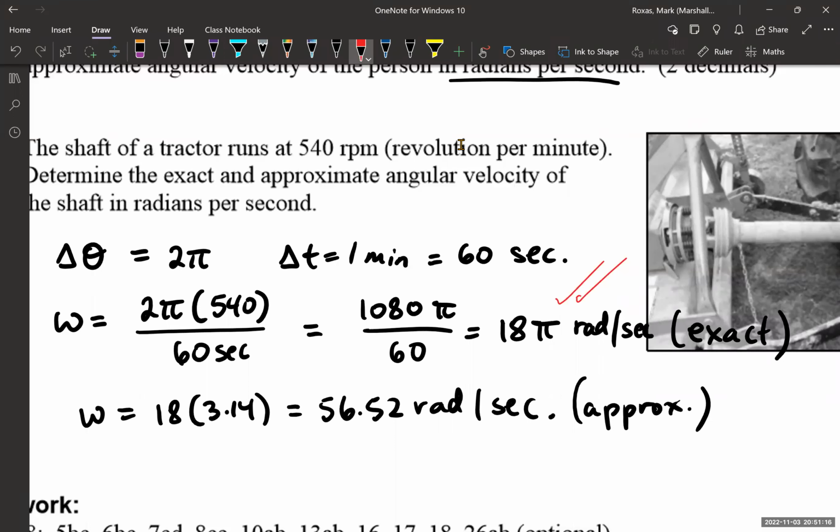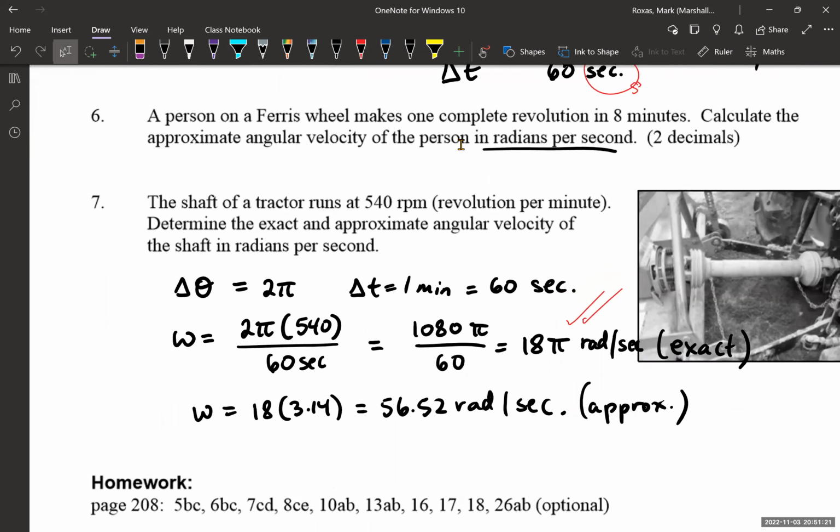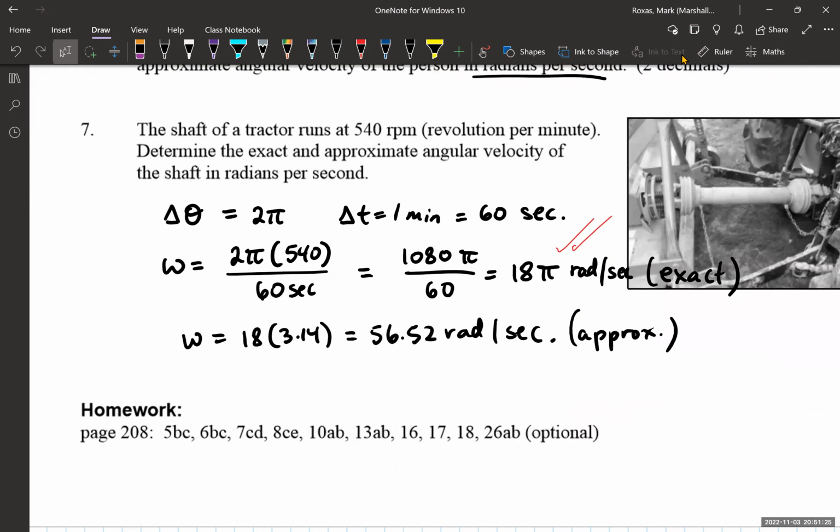All right, so that's just the lesson on introduction to radians and angular velocity. You can have a look at some of the practice problems for this lesson. And that's it.